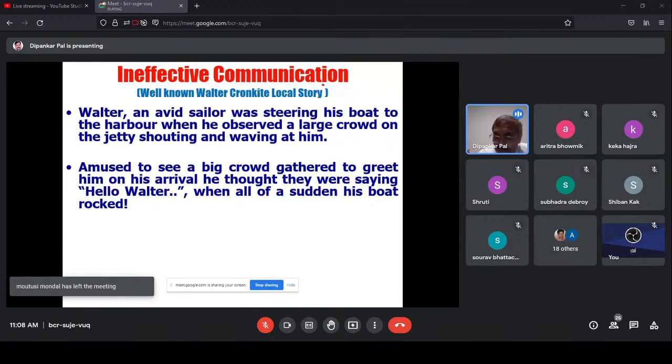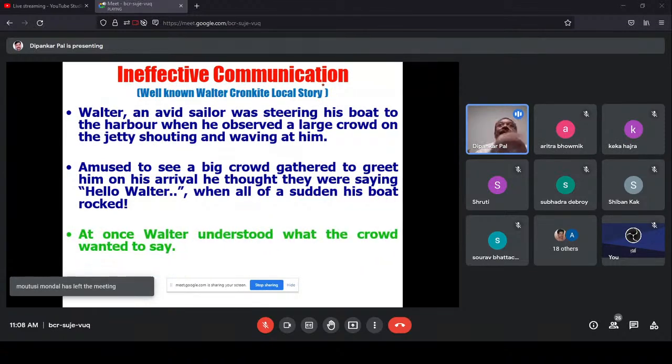So now the question is, whose mistake was it? Was it the mistake of Walter, or was it the mistake of the people who were waving at him, trying to communicate there is low water in that particular approach to the dock?